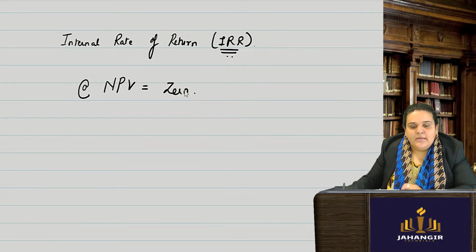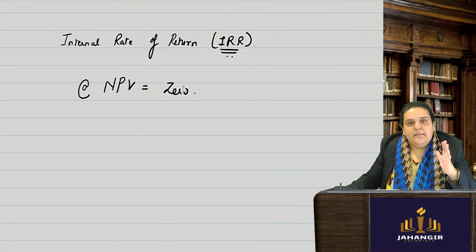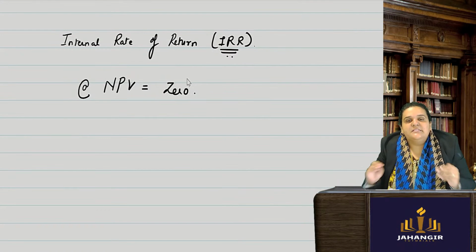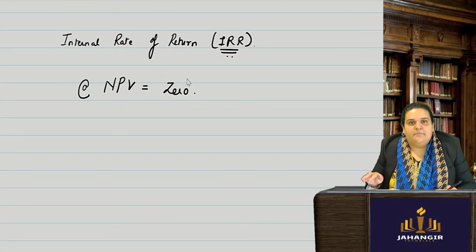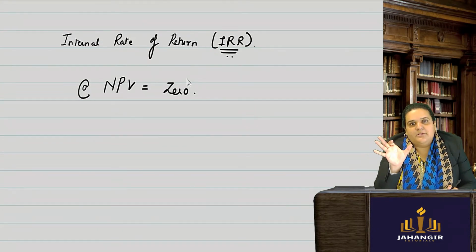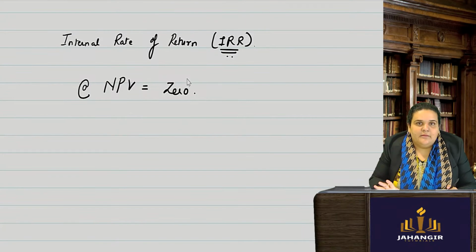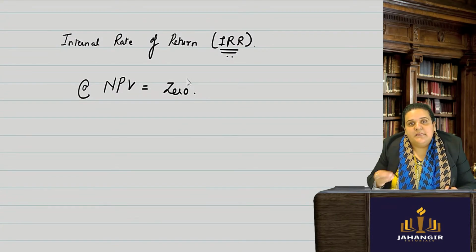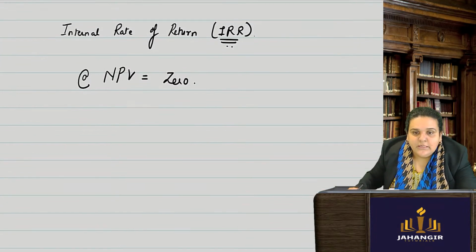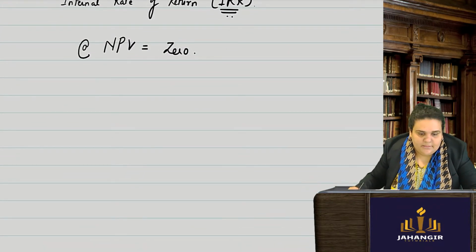That means your inflow and outflow are almost the same. When you are discounting, you are able to earn only that much at that particular interest rate, and your outflow remains the same. So when your NPV is 0, that will be the correct internal rate of return. Now in case of internal rate of return, we have to use a trial and error method.